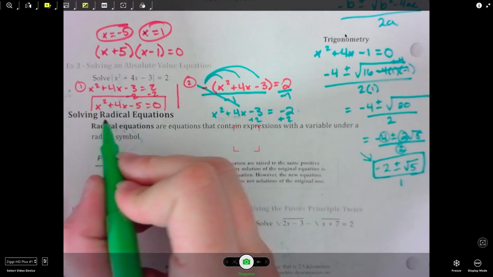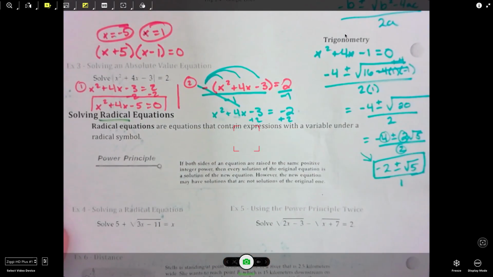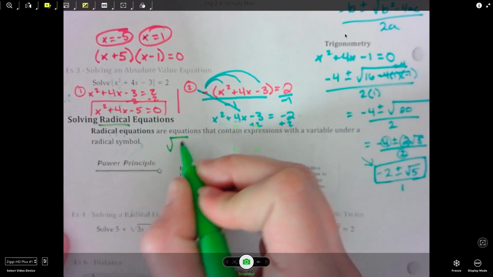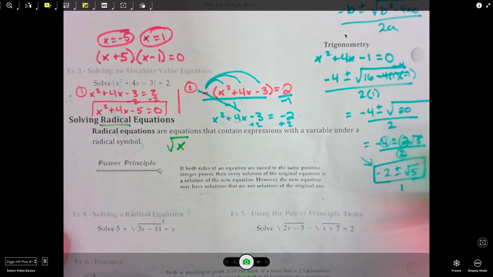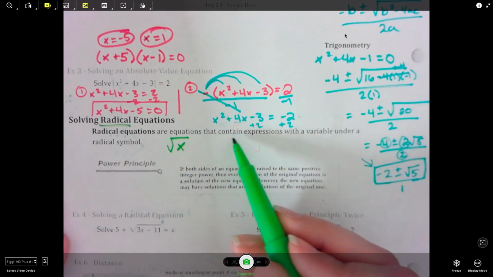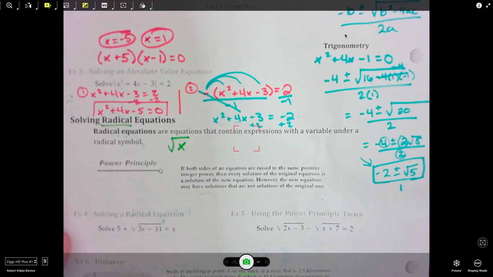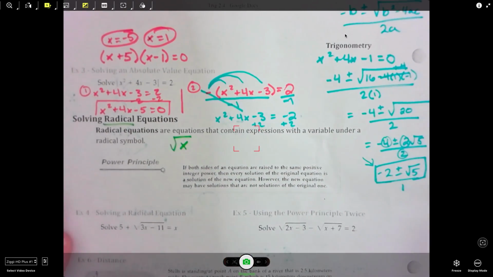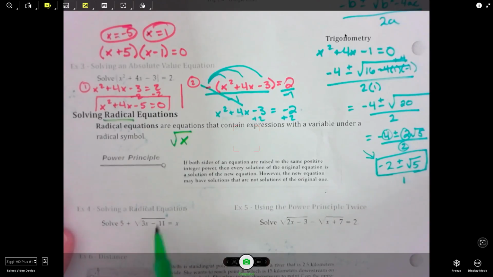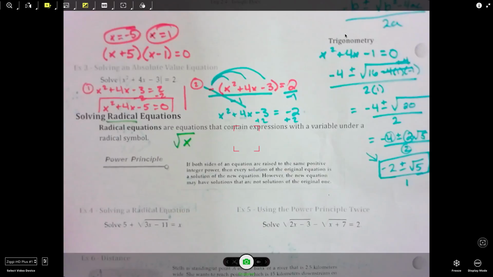Now this one is a radical, which means that we are dealing with square roots. So things like the square root of x. Radical equations are equations that contain expressions with a variable under a radical symbol. Okay, so the square root of x. Now they're more intricate than the square root of x, like this one down here. It's not just the square root of x. It's a little bit more complicated than that.